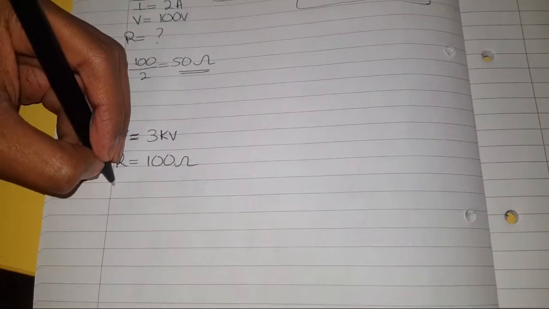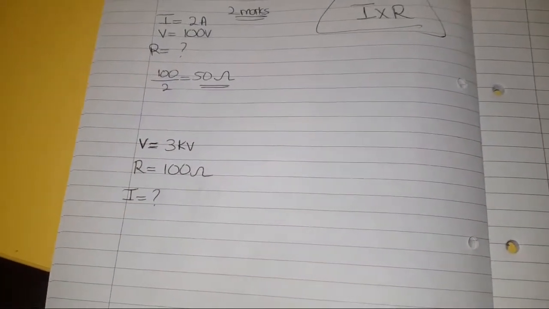All right, so R is equal to, let's say, 100 ohms. What would current be in this case? Don't fall for it. Make sure you convert the kilo into just normal units.